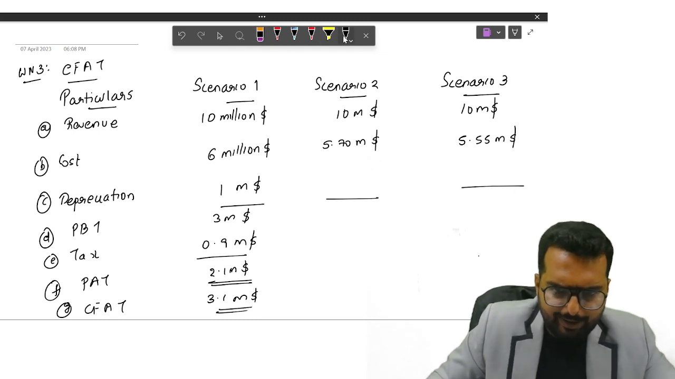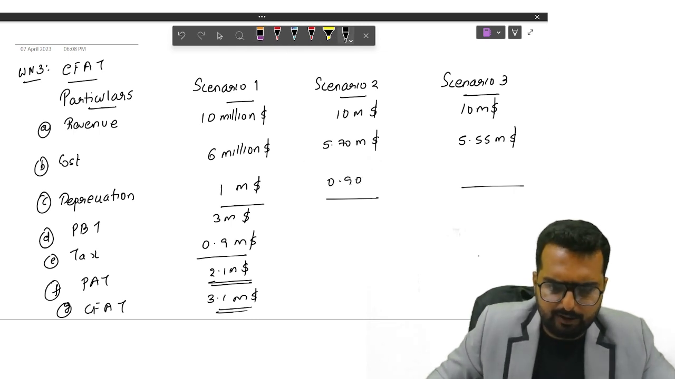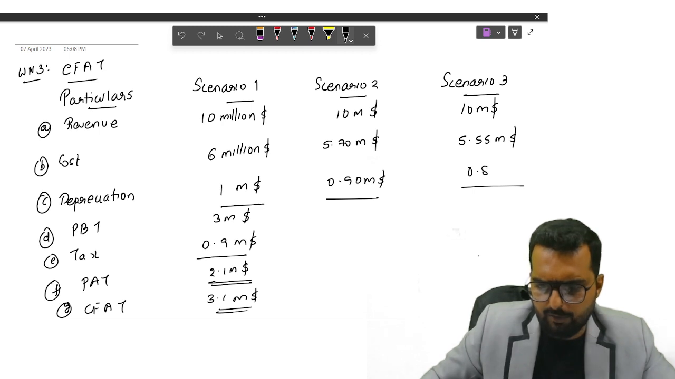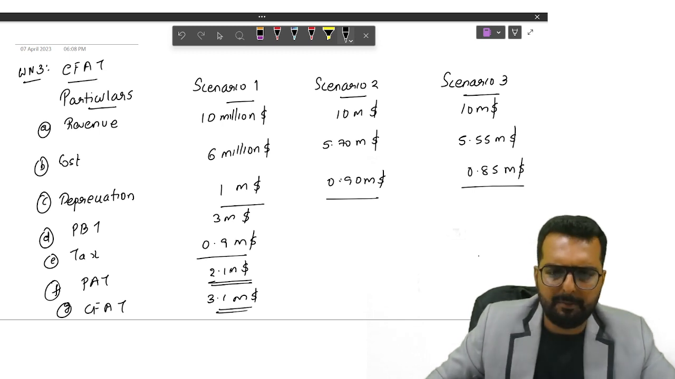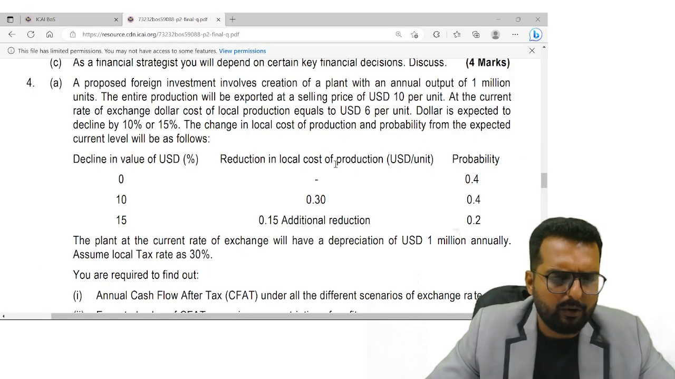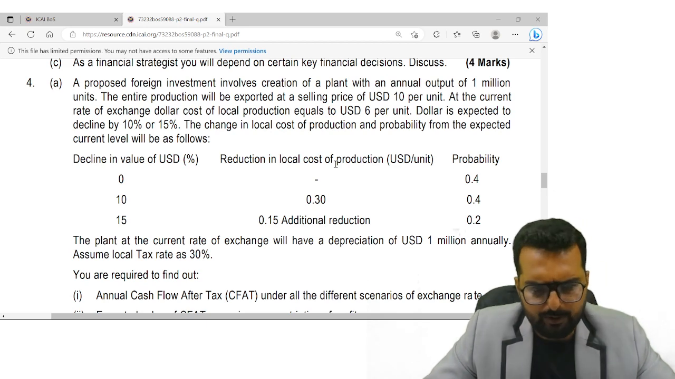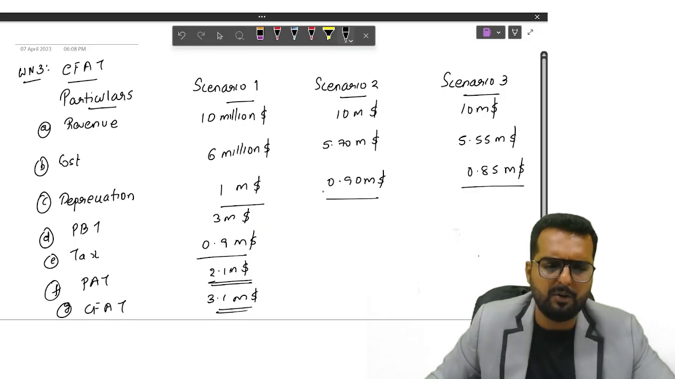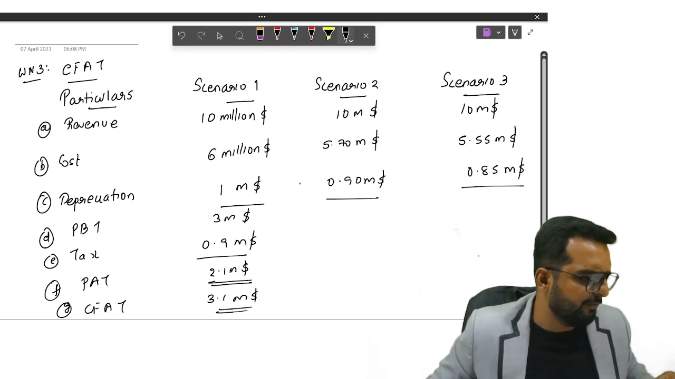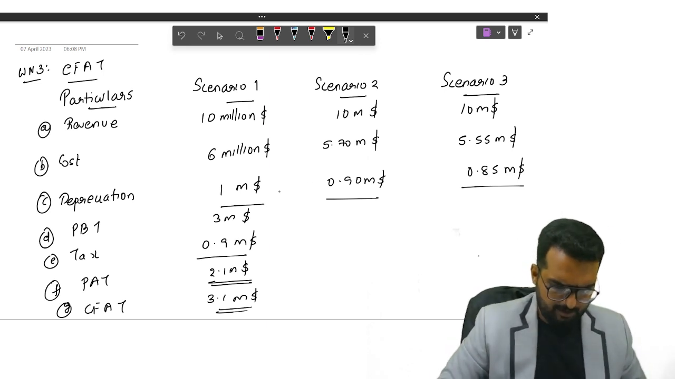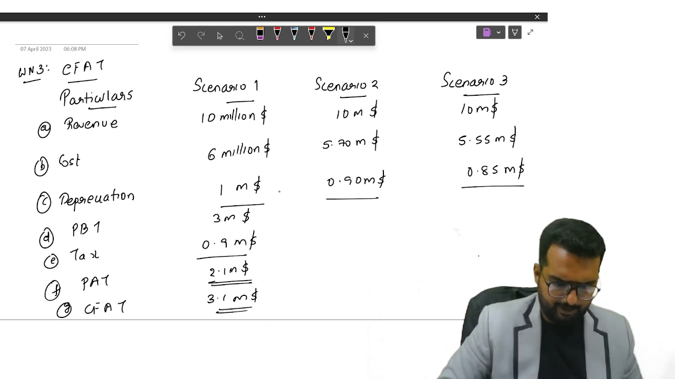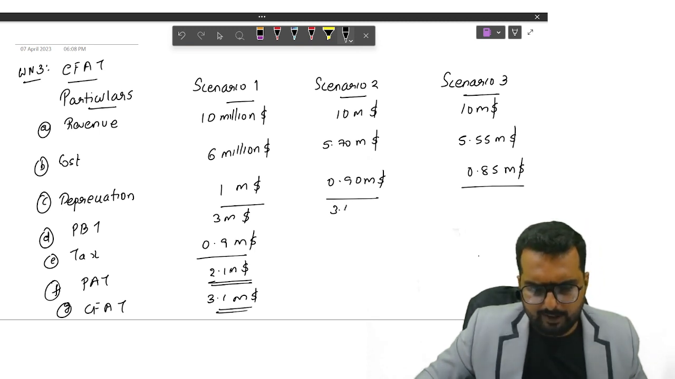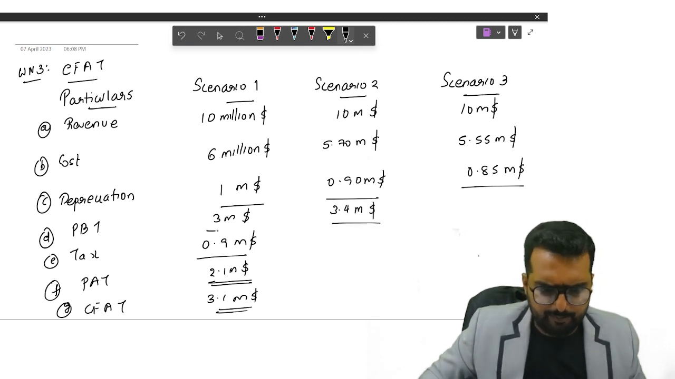So the moment that falls by 10%, here you will have $0.9 million and here you will have $0.85 million. That will be your decline in the value of the USD. Alright, so once this falls down, automatically what will happen, friends? You have 10, 5.7 and 0.9. 10 minus 5.7 minus 0.9. Do you get the answer as $3.4 million here?